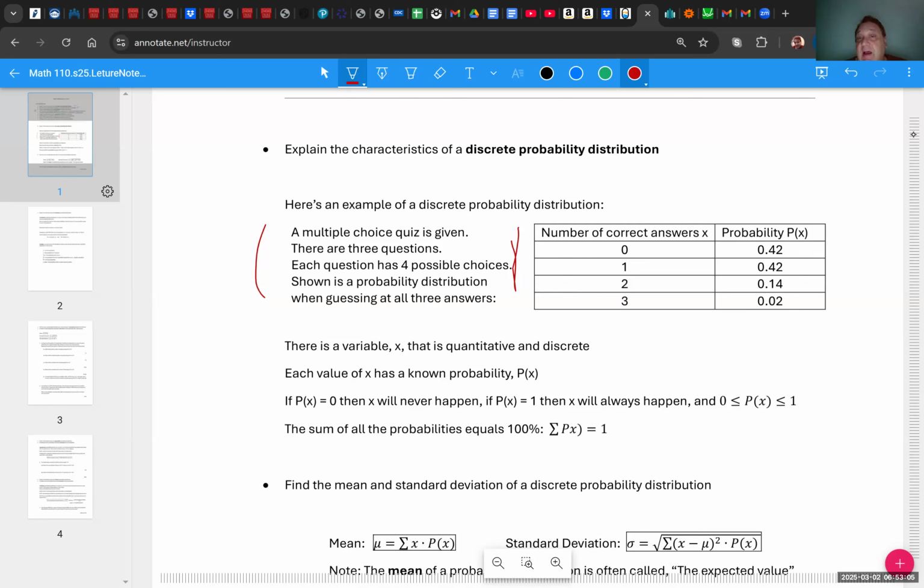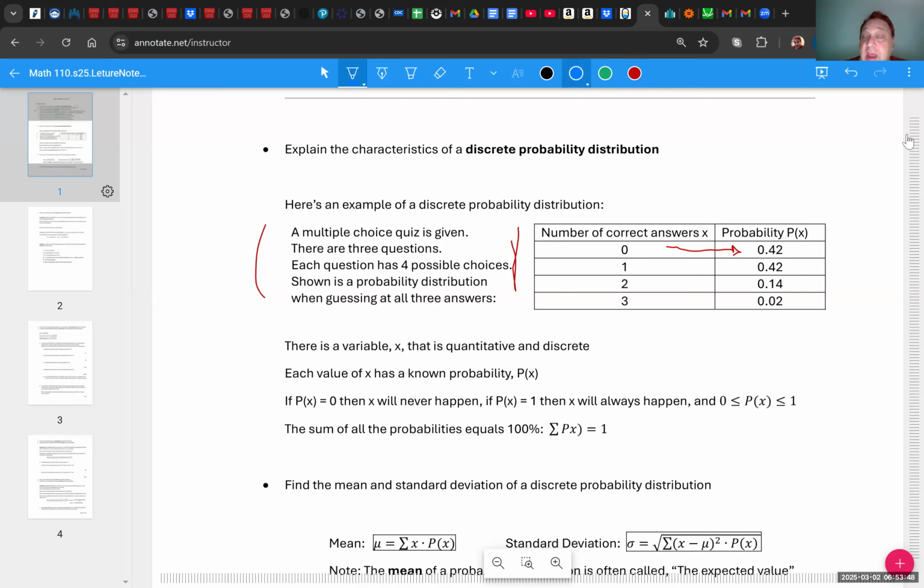If you're just guessing, in order to get zero answers correct, that means you have to be wrong on the first one, wrong on the second one, wrong on the third one. Since there's only one choice out of four that's correct, to be wrong is a 3/4 chance, which is 75%. Same probability, 75%, for the second one to be wrong, and again 75% for the third one to be wrong. So if you multiply 75% together three times, you end up around 42%. So the probability that you get zero answers correct by just guessing is 42%.